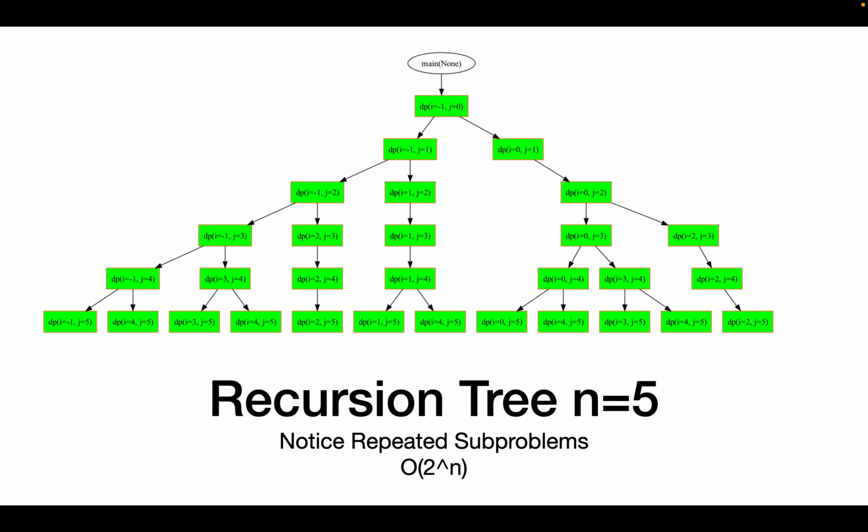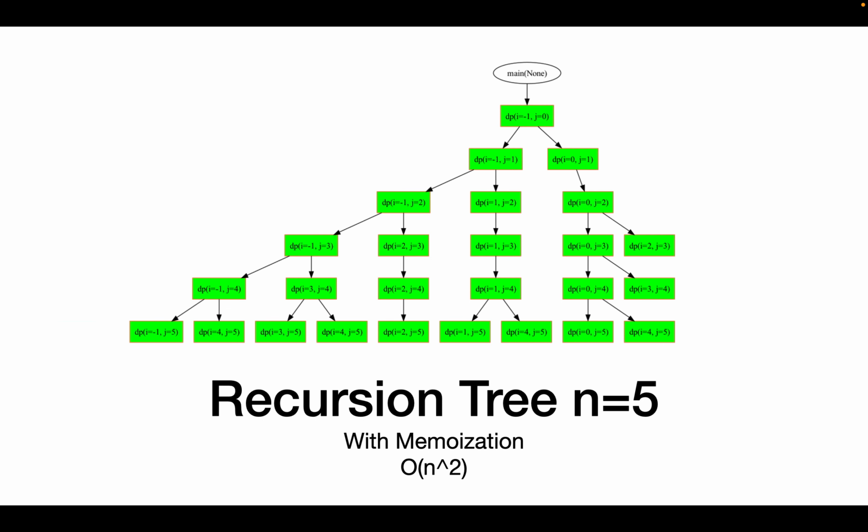So let's take a look at the recursion tree here. Here we have a diagram drawn where we call this algorithm for n equals 5. There's 5 jobs that we can choose from. And there are 2 to the n subproblems here. And take note of how some of them are repeated. We're going to fix that by using memoization. So we take a look at that now with memoization, and we've reduced the number of problems from an exponential number to a polynomial number of n squared.